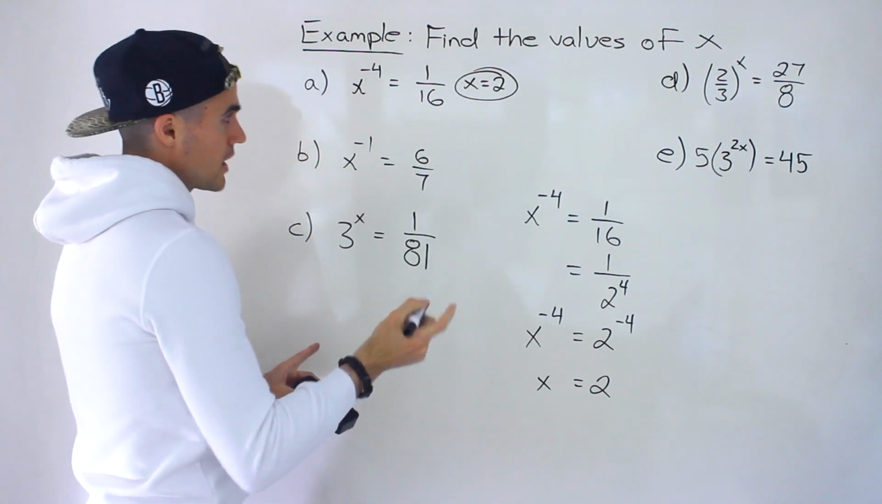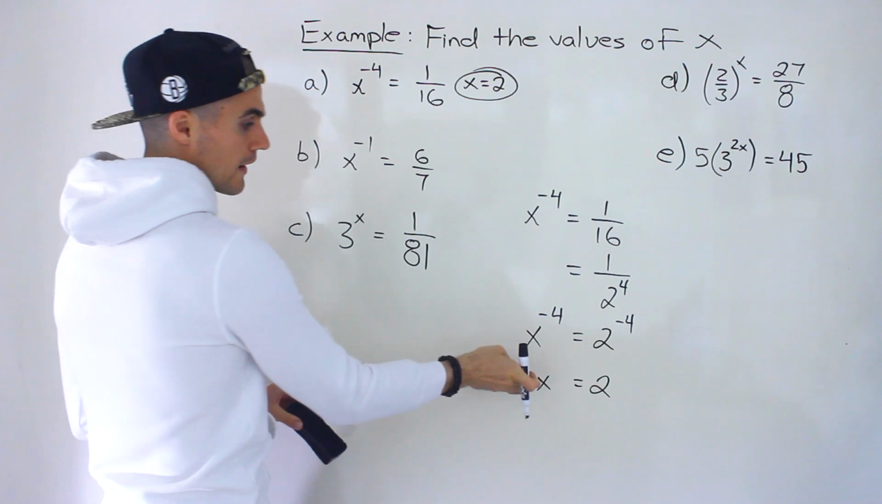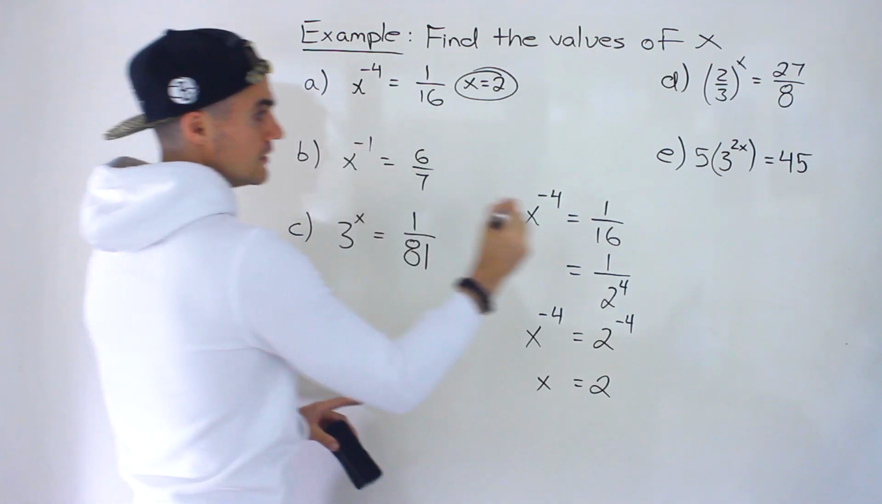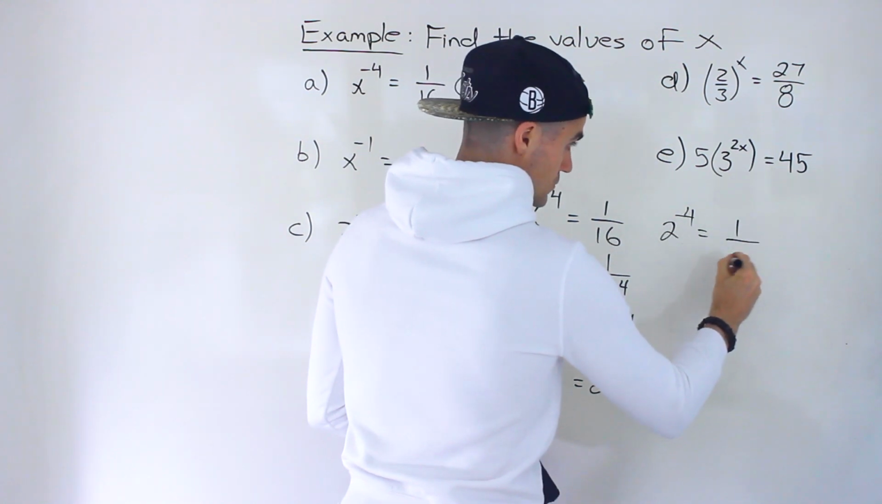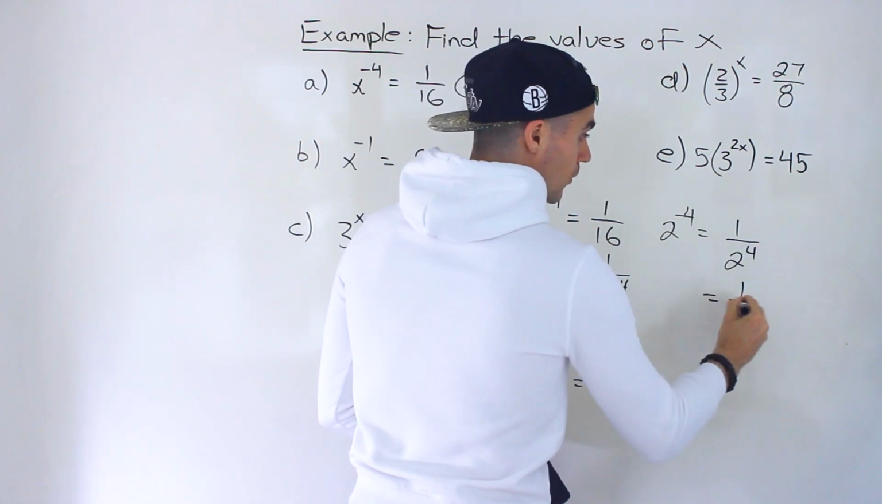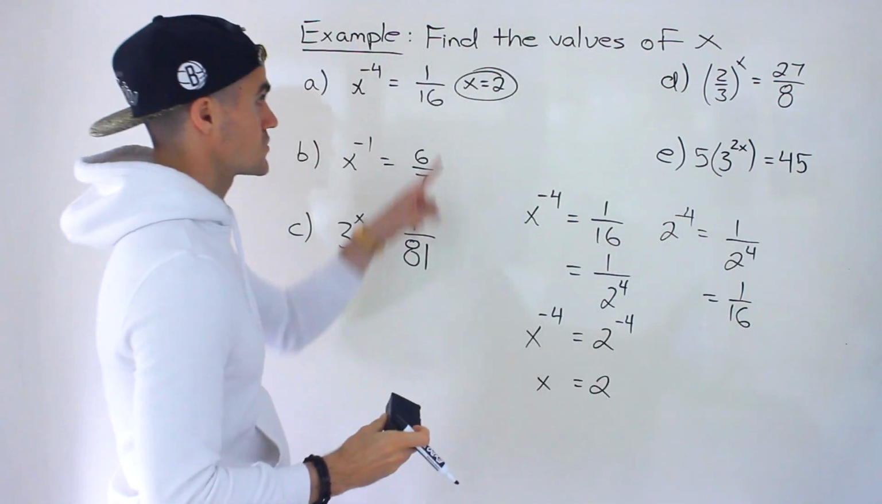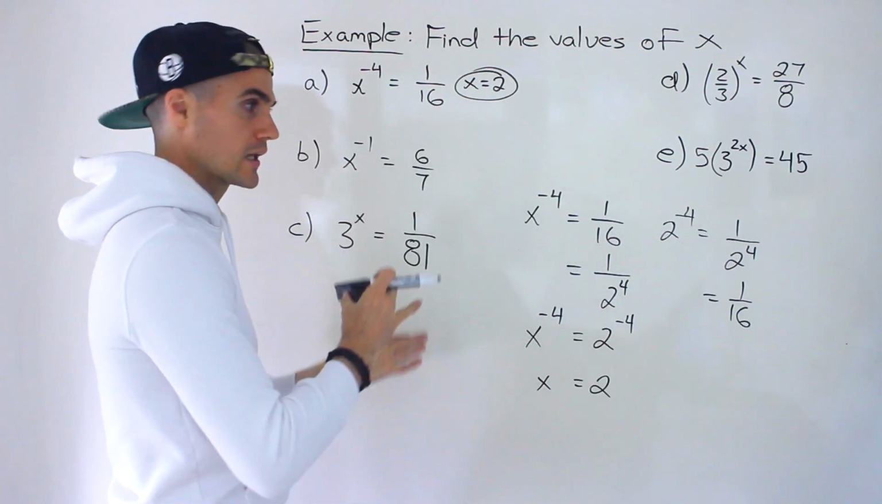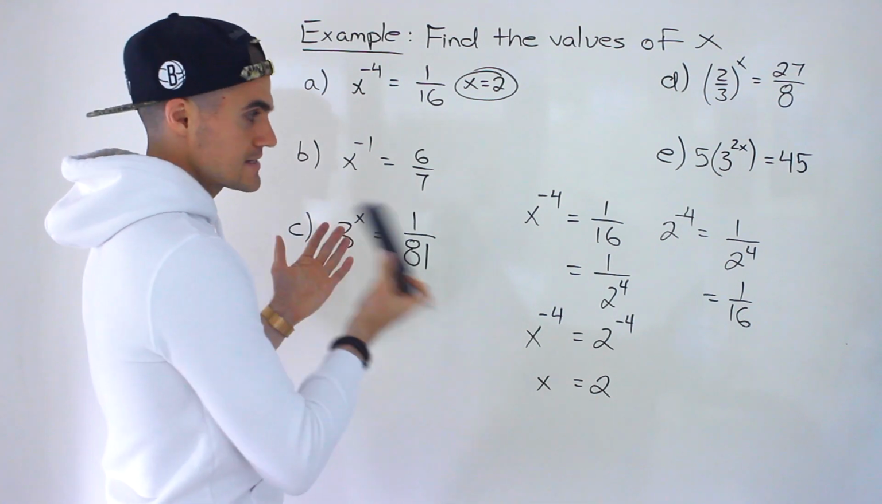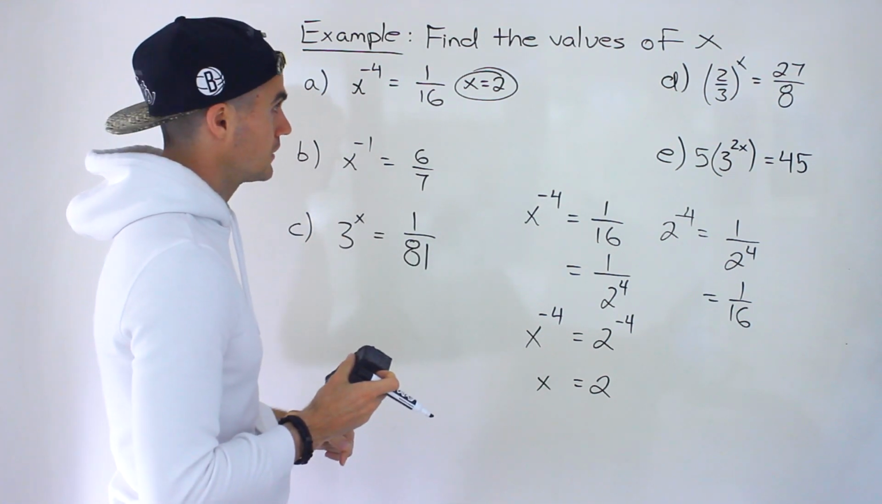And then just to double check, you could take your answer and you could just plug it in. 2 to the negative 4 would equal 1 over 2 to the power positive 4, which would be 1 over 16, which is what that right side is right there. So you could always double check your answer by plugging it back into the original and seeing if you get the left side equaling the right side.